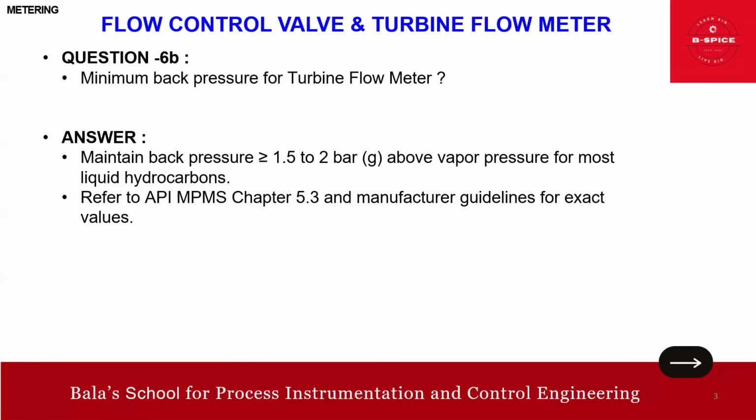I repeat the formula again: P back greater than or equal to 2 multiplied by delta P, that is the pressure drop across the meter, plus 1.25 times P vapor. P vapor means vapor pressure of the fluid at operating temperature. Then also greater than or equal to 2 multiplied by delta P plus 1.5 times P vapor. This is a bit tricky, but my suggestion is you follow this if it is a liquid, most liquid hydrocarbons. Alternatively, you go with API MPMS chapter 5.3. So that is the one.